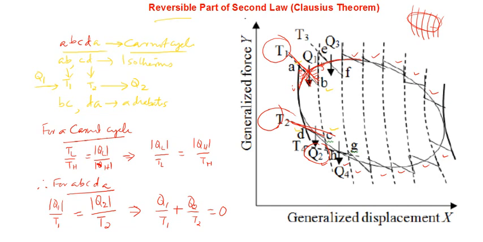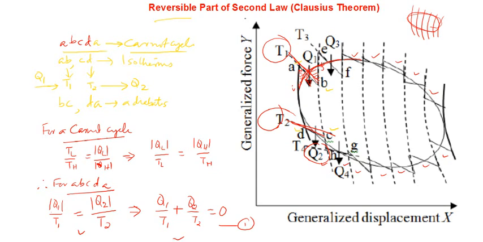You note the difference between this equation and this equation. Here I have been using the modulus sign, and here I have got rid of the modulus sign and added the sign convention. Q2 is negative because it is going out of the cycle, as you refer to the diagram. So this is one equation that we have got: Q1 by T1 plus Q2 by T2 equals 0, obtained from the first strip in the diagram.